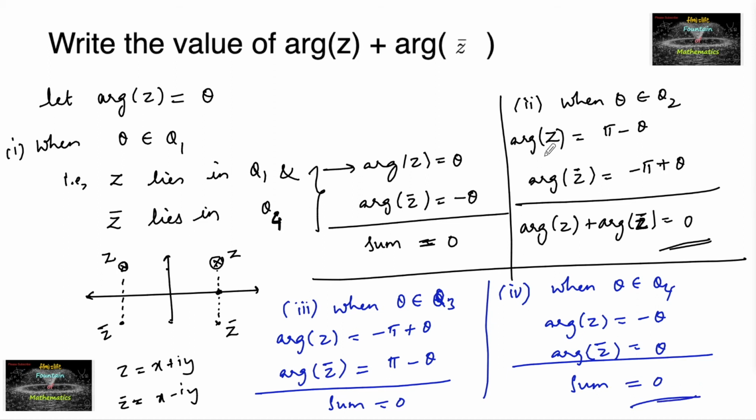So in any case, whether the complex number is in the first quadrant, second quadrant or any quadrant, the result is the same. If it is on the real axis, it will be the same, and if it is on the negative real axis also it will be the same. In that case argument of z is equal to 0, or here argument of z is equal to pi. So finally we can give the answer: the value of argument of z plus argument of z bar will be equal to 0.